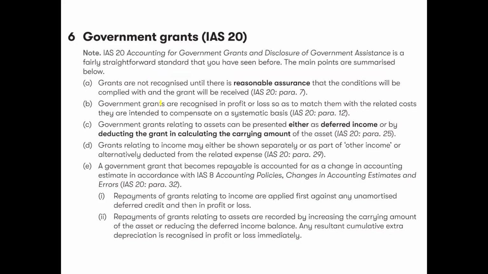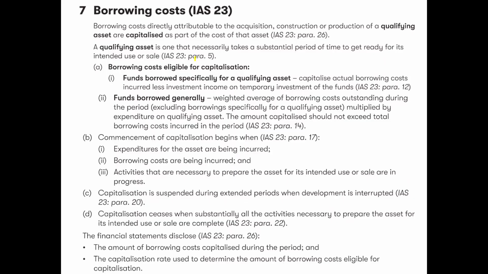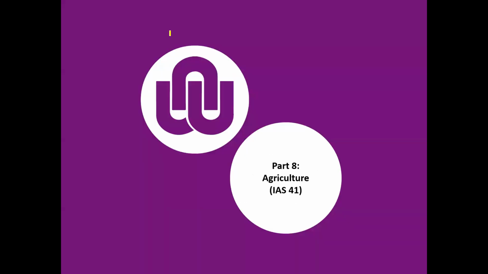Then if we go to government grants, you will see that we will talk about certain criteria that we need to meet and how do we account for government grants. Then we will also look at borrowing costs. How do I calculate borrowing costs? What can I capitalize? When is it an expense? What's the criteria that needs to be met for the borrowing cost to be capitalized as part of my asset?